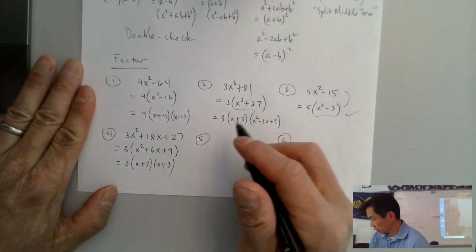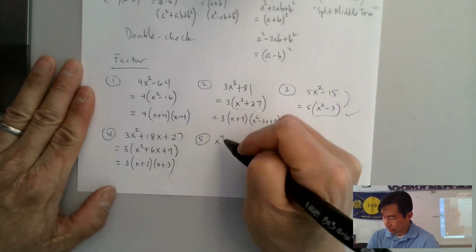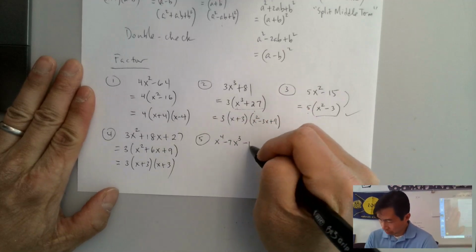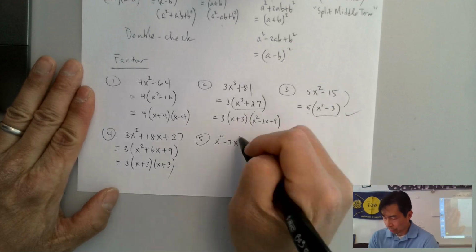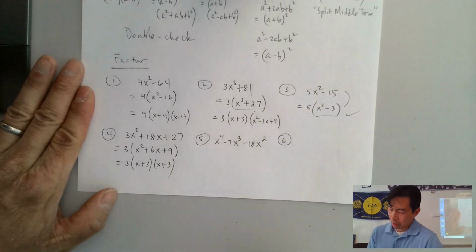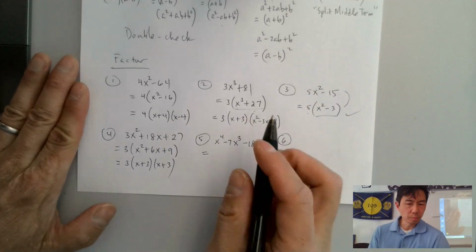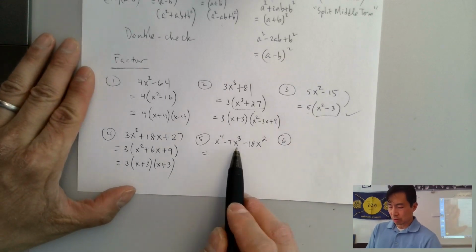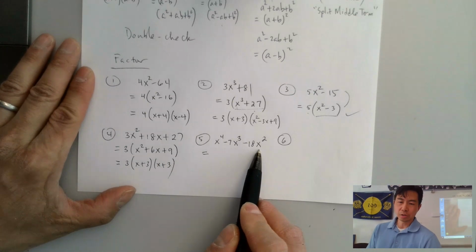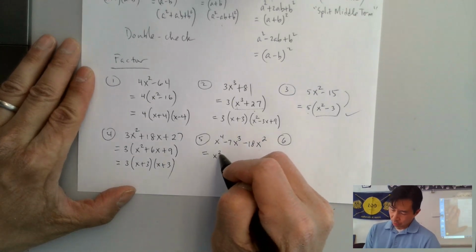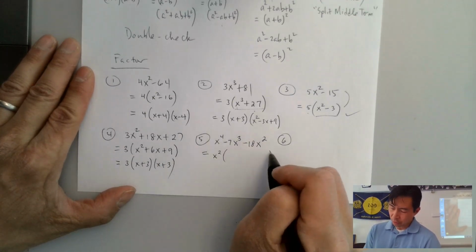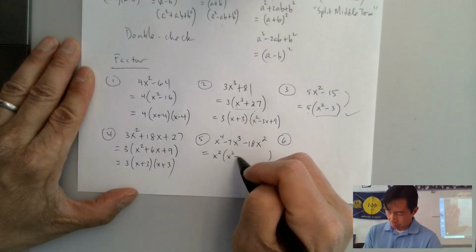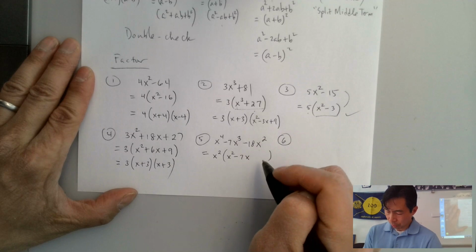Okay, number 5, we have degree 4 to start out. Which might be scary, a degree 4, but you'll notice that the GCF here is x squared. So when I take it out, the leftover will not be degree 4 anymore. It'll be degree 2.